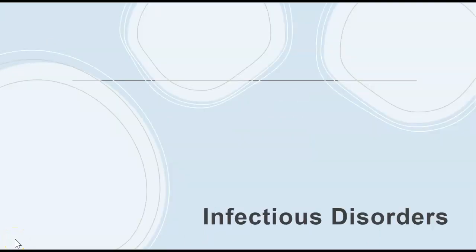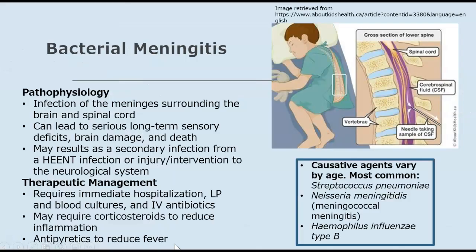Next, we're going to move into infectious disorders of the neurologic system. The main infectious disorder that we are going to talk about is bacterial meningitis. For pathophysiology, this is an infection of the meninges that surround the brain and spinal cord. It can cause serious long-term effects for pediatric patients, and these can include sensory deficits, brain damage, and possibly death.